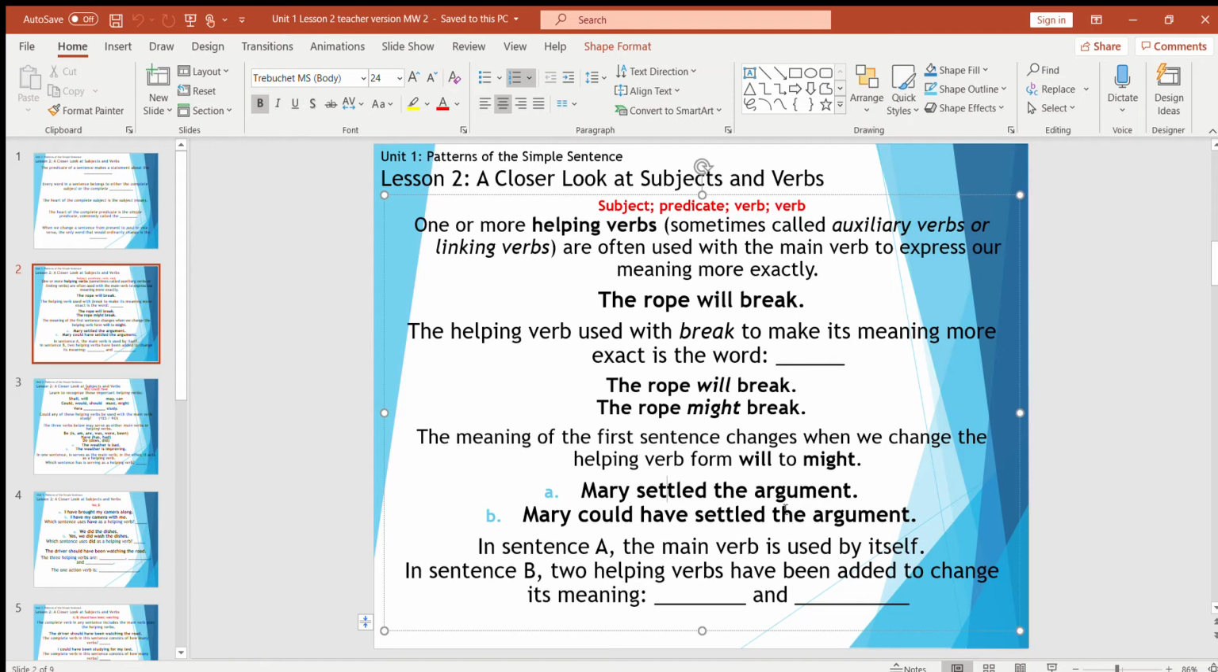So the two helping verbs here would be could and have. You'll notice they're right next to the action verb. That usually is what happens, though not always. So if you're really stuck with trying to find the helping verbs, try looking for the words really close to the action verb, although again, remember, not always the case.